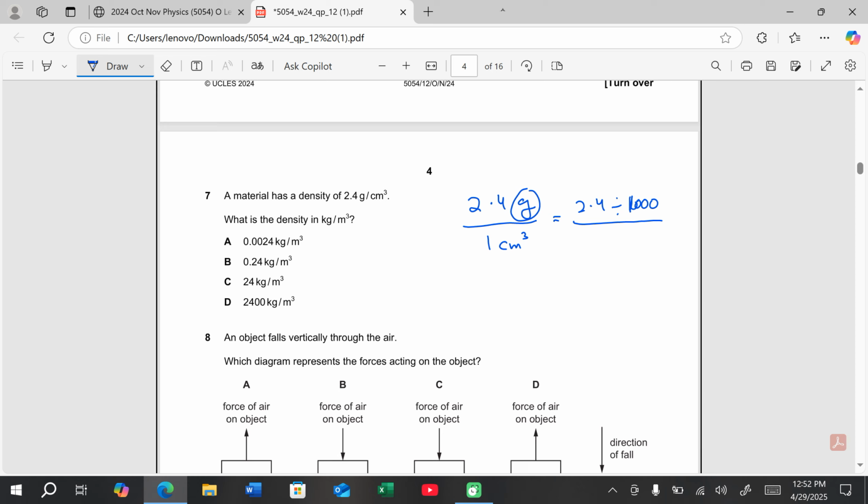Right now I am directly going on to convert this centimeter cube into meter cube. I need to divide by 1 million. So once you solve it with your calculator, you're going to get D as an answer.